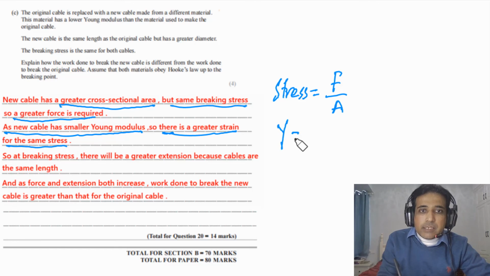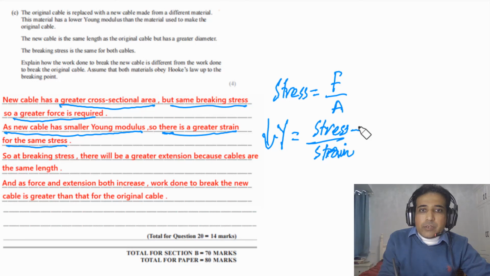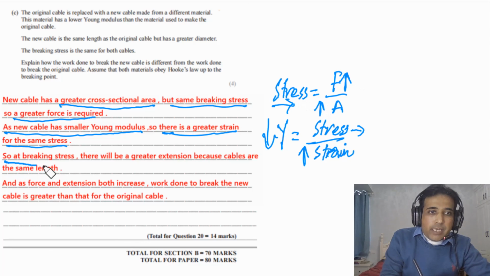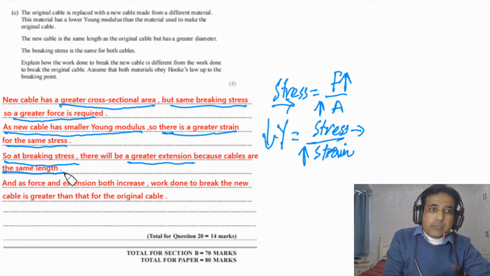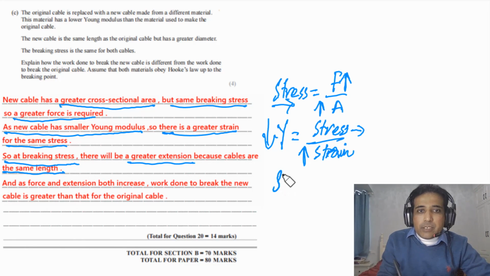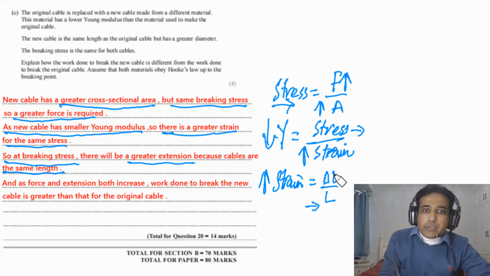So we can also say Young's modulus is equal to stress over strain. In a simple way you can write it here. So this value is lower, this value is the same, so this value has to be greater, this value is the same, this is greater, so this one has to be greater. So at breaking stress there will be greater extension because the cables are the same length. Then we can also mention the strain, which is equal to delta L by L.